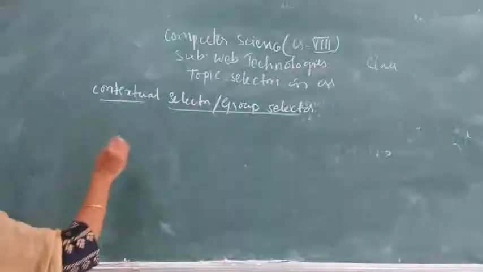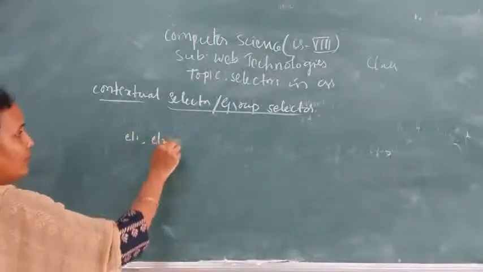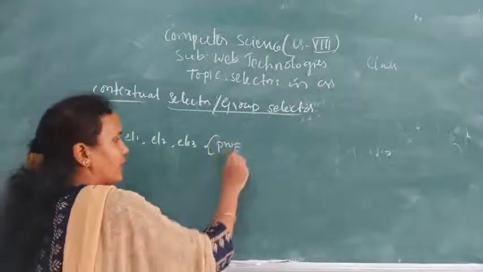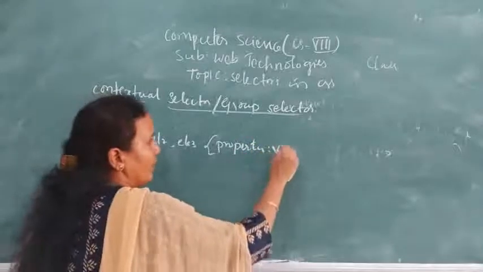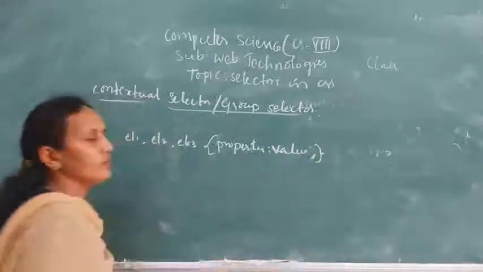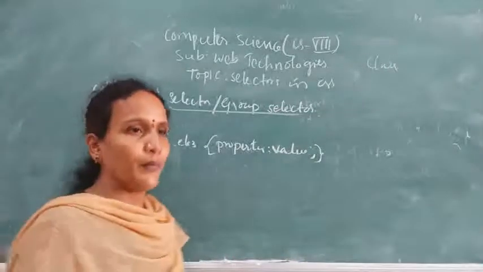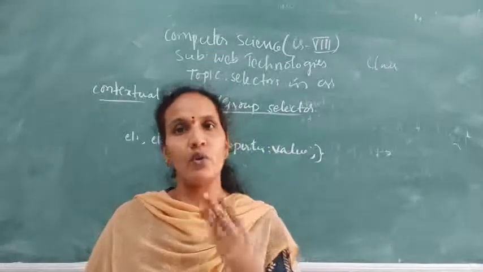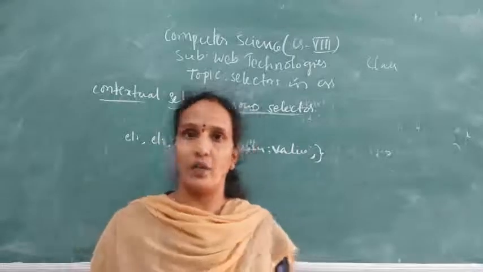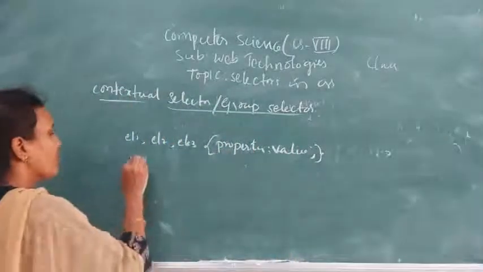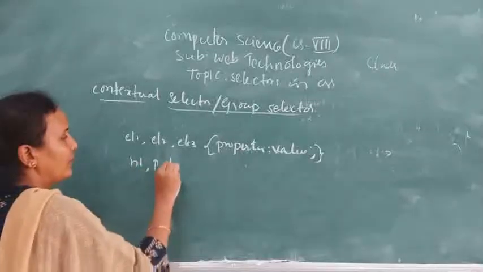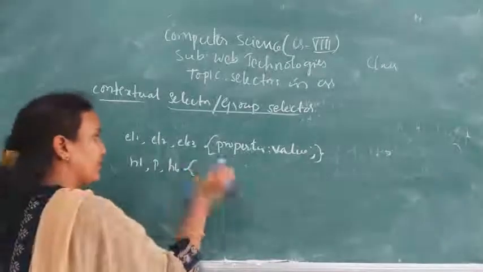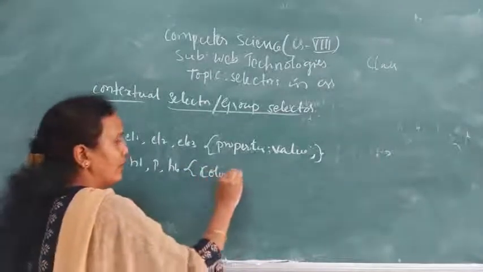A contextual selector is, for example, element 1, element 2, element 3. For all the elements, if you want to give the common property, then give the property, colon, value, semicolon. For example, in the HTML document for H1, paragraph and H2, I want a common property. For the three elements, I want to give a green color only. Then you can give it like this: H1, paragraph, H6. For these three elements, you want to give the same property. Then, color green.